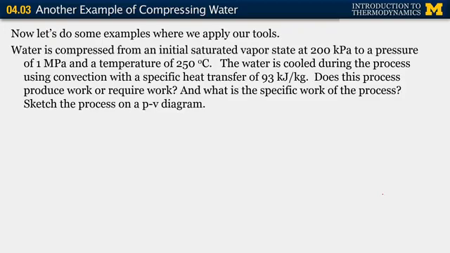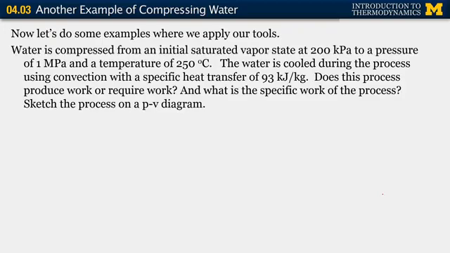Okay, so let's start with water compressed. This is an example of compressing water. And we're going to start from an initial state where we have saturated water vapor. So immediately you should be thinking, aha, that has a quality of 1. And I have a pressure. So I have quality and pressure. My system is fully defined in terms of being able to find the thermodynamic properties.